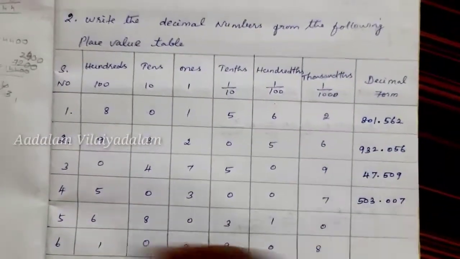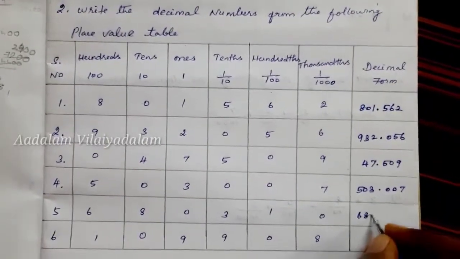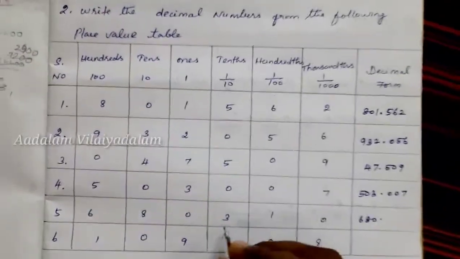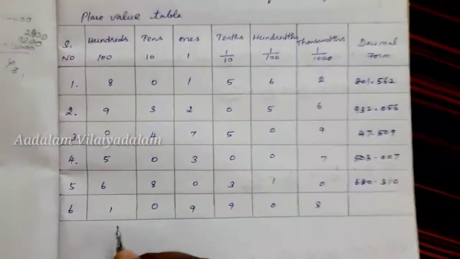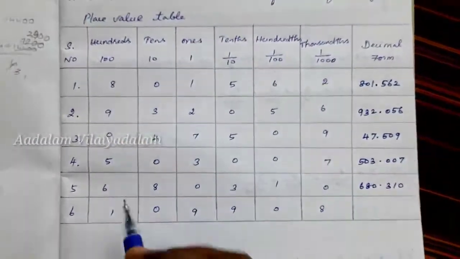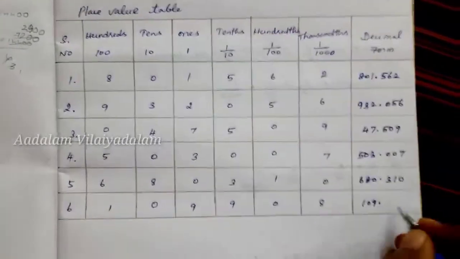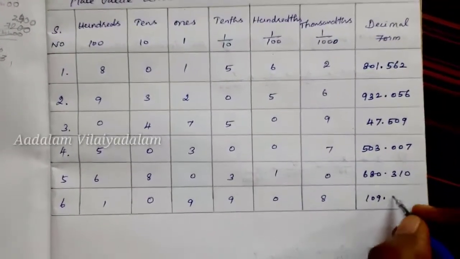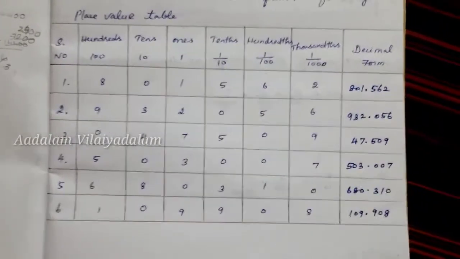For the fifth question, the whole part is 680, and 310 is the fractional part. Then 109. Look at the table and write it clearly. The whole part is 109. Then the fractional part will come after the decimal point, that is 908, which is the answer for this table.